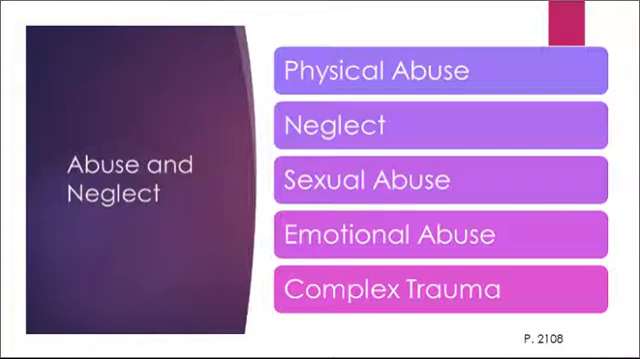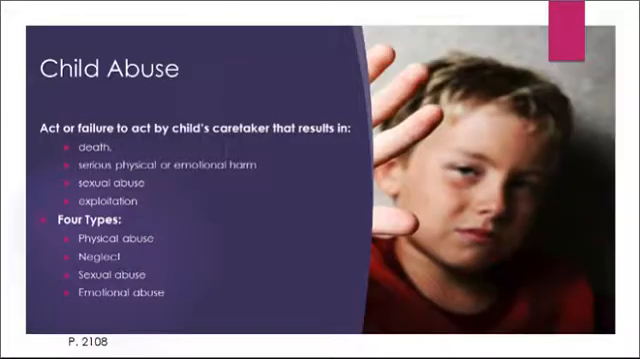Complex trauma, or interpersonal trauma, generally begins in childhood. Traumas occur repeatedly and become cumulative. It can be direct harm such as severe abuse, neglect, abandonment, or exploitation. Still on page 2108. Child abuse is an act or failure to act by the child's caregiver that results in death, serious physical or emotional harm, sexual abuse, or exploitation. And it can be any type of that.